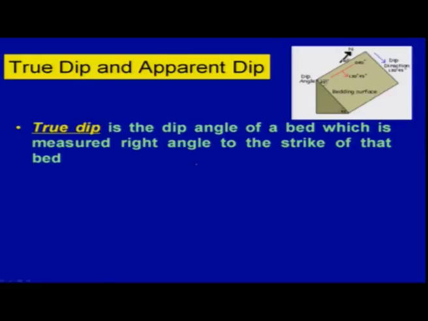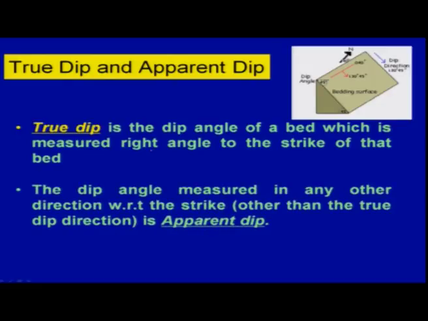True dip is the dip of a bed measured at right angle to the strike. This is what the true dip is. And the dip angle measured in any other direction with respect to the strike, other than the true dip, is termed an apparent dip. For example, this is your strike, and this is your horizontal plane. Let me try to draw it again.